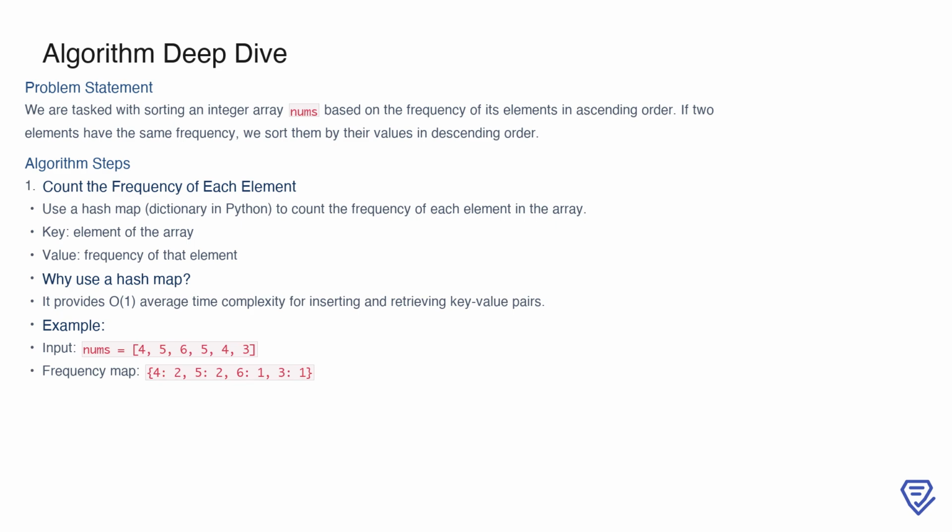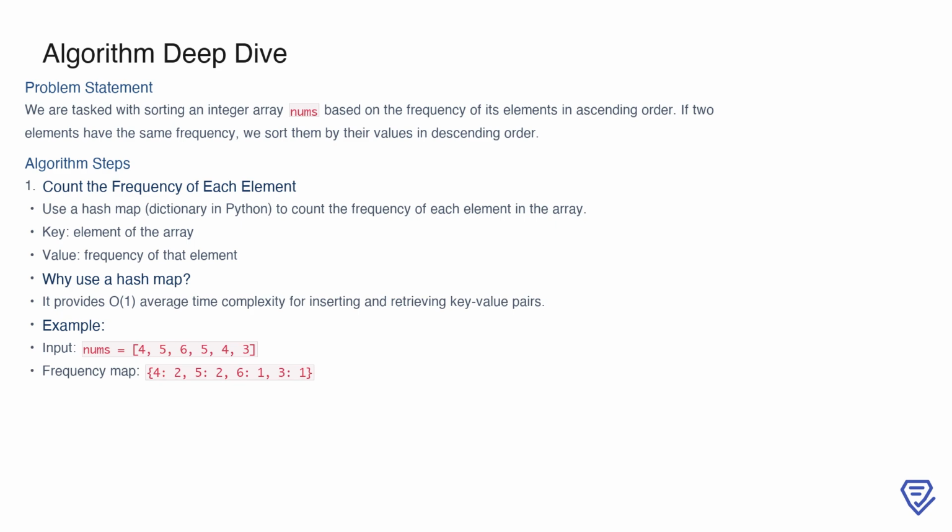To achieve this, the first step is to count the frequency of each element in the array. For this, we use a hash map, which is called a dictionary in Python. The hash map stores each unique number as a key and its frequency as the value. A hash map is an excellent choice because it allows us to count and retrieve frequencies in O(1) average time. For instance, if the input is 4, 5, 6, 5, 4, 3, the hash map will look like this: 4: 2, 5: 2, 6: 1, 3: 1.